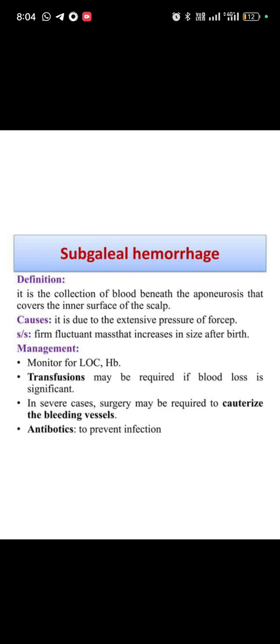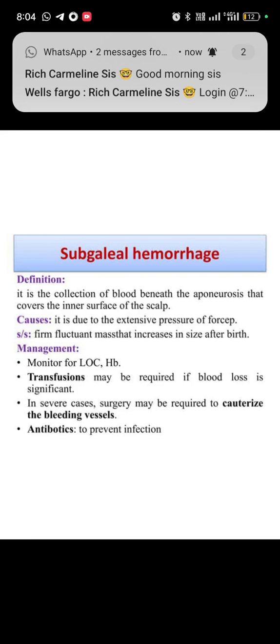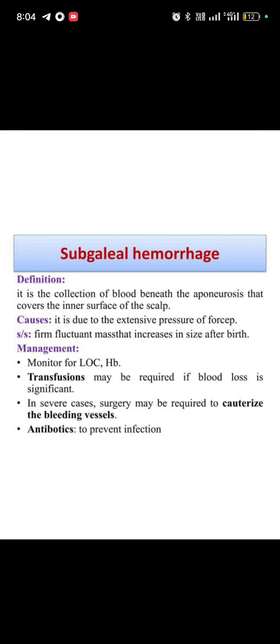Management. I have to monitor the baby's level of consciousness and hemoglobin level, and if there is blood loss, you have to give blood transfusion. In severe cases, surgery is necessary, to catheterize the bleeding vessels. Antibiotics to prevent infection.